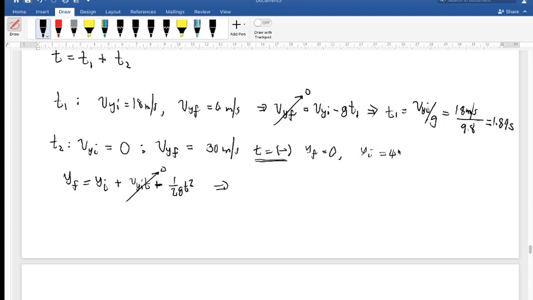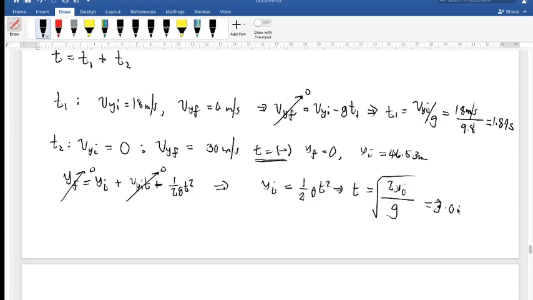Ang yi is 46.53 meters. Okay, so we can cancel out this one. So what's left is yi is equal to 1 half gt squared. So where t, so you can actually using algebra, is just the square root of 2yi divided by g. So how much is that? So we have 2 times 46.53, then divided by 9.8, taking the square root, so that is actually equal to 3.08 seconds. Okay, so yun lang.